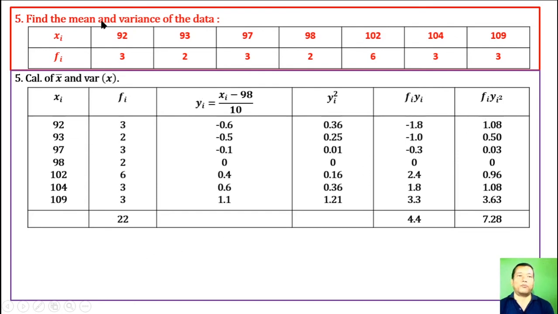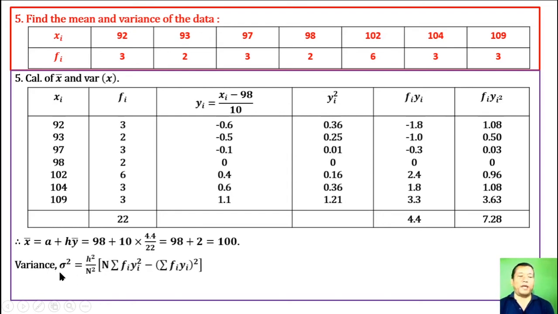First we find the mean. Mean x bar is equal to a plus h times y bar. A is the assumed mean, which is 98. H is 10, and y bar is the mean of the new variate yi, whose summation of fi yi is 4.4, and the total frequency is 22. We get 98 plus 2, that is 100, which is the mean.